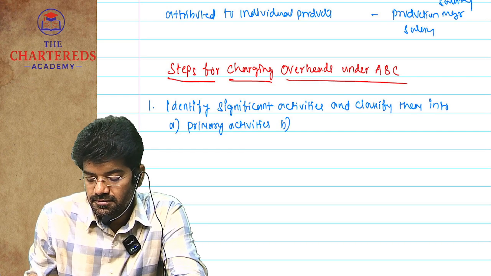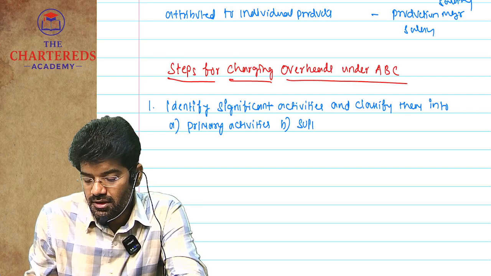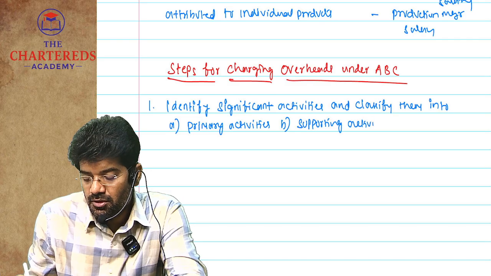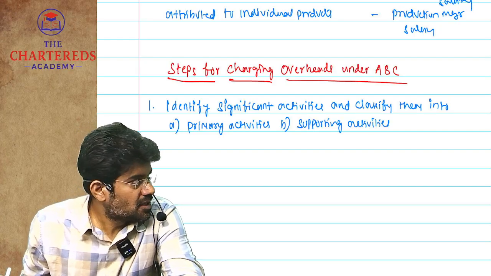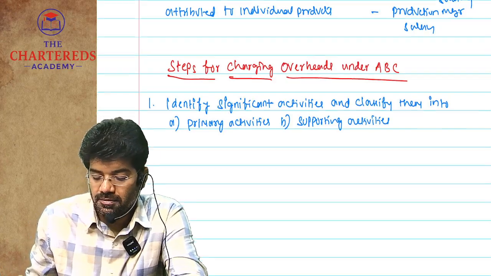The other one is supporting activities, like how we had production departments and service departments. Here also we are classifying activities into primary and supporting.